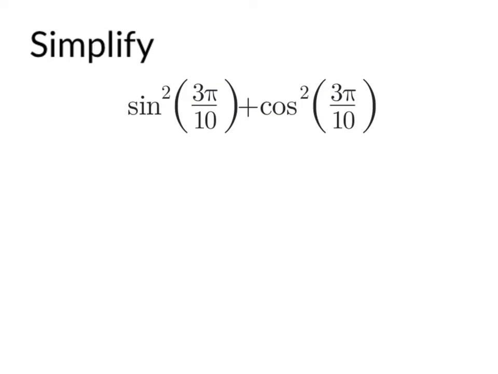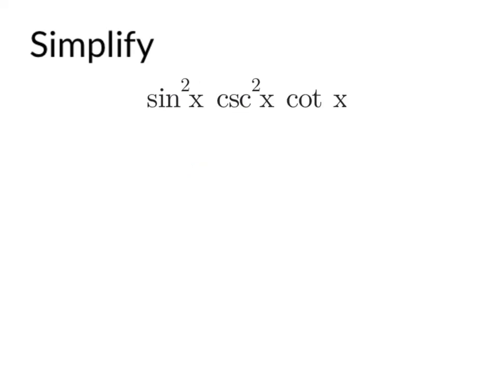For instance, here when I have sine squared of 3 pi over 10 plus cosine squared of 3 pi over 10, since both of those angles are the same and I've got sine squared plus cosine squared, this complicated looking thing just equals 1 because of the Pythagorean identity. But maybe we don't have sine squared plus cosine squared. Instead, we've got sine squared of x times cosecant squared of x times cotangent of x. What should we be doing?